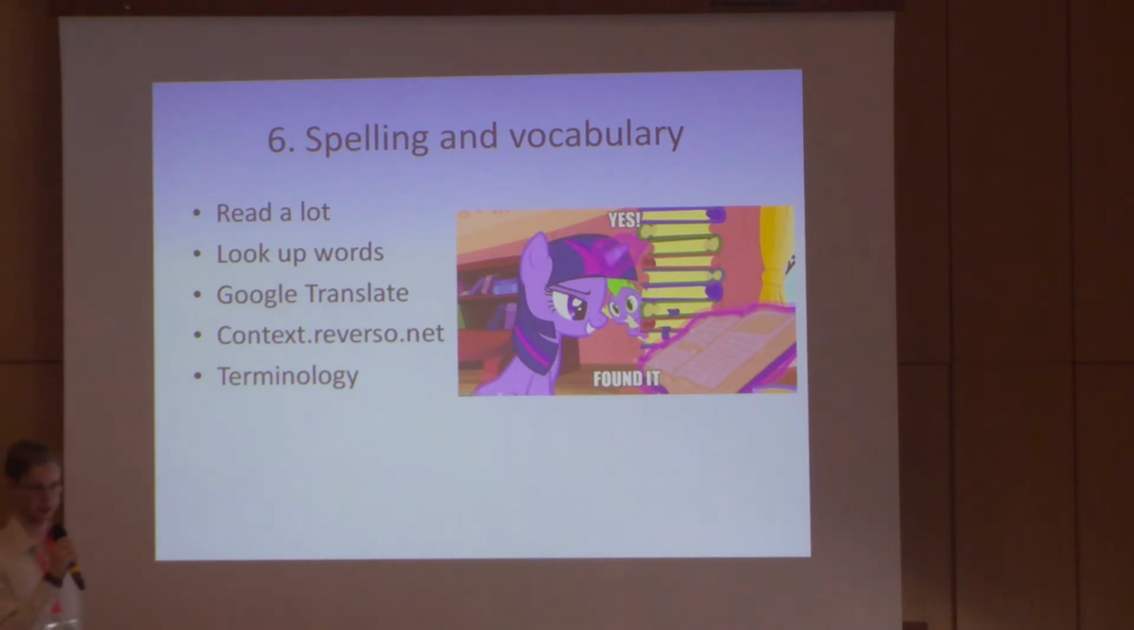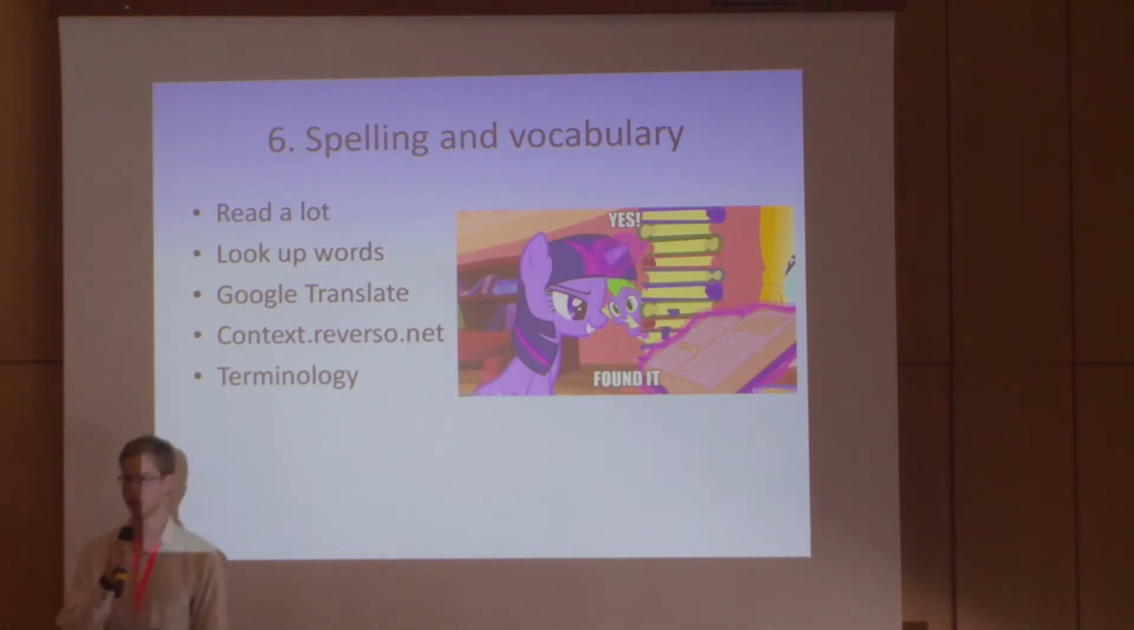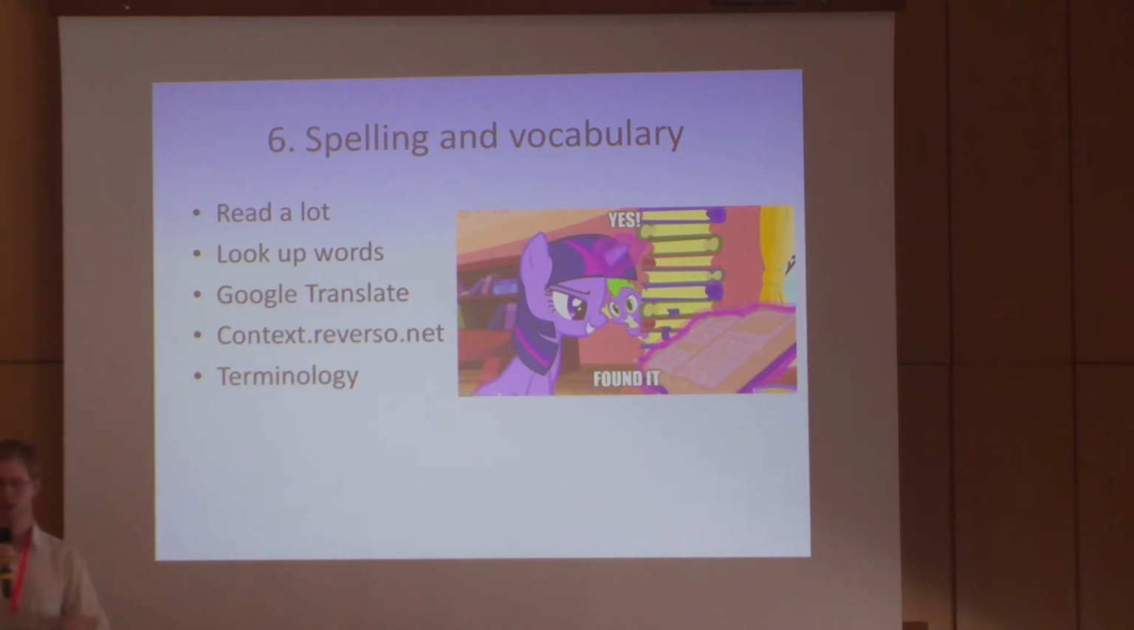So spelling and vocabulary. It's all about reading a lot. Read a lot of English books and look up words you're not familiar with. You can use a dictionary, which is the best option, but you can also use Google Translate. And I know Google Translate has a bad reputation. Don't use it for sentences, but Google Translate actually has an option. You can press more synonyms, or you can press more translations. That way you can learn new synonyms, new words, which also mean the same thing.